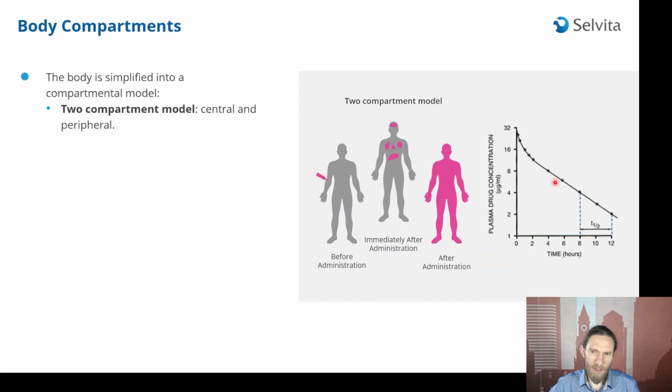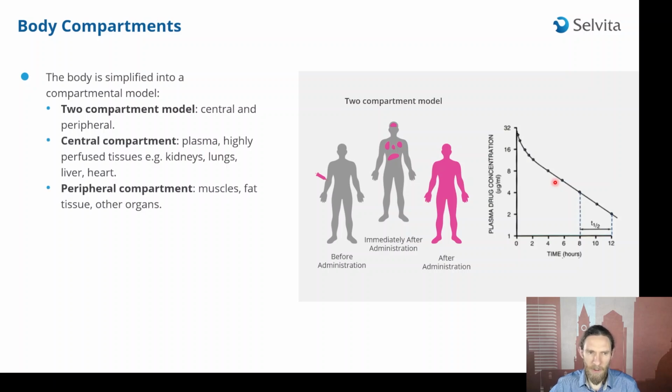The second approximation is the two-compartment model. Here, we are simplifying the body into two compartments. The central compartment is composed of organs that are highly perfused and equilibrate rapidly. So this is the plasma and highly perfused tissues like kidneys, lungs, liver, heart, and sometimes for individual drugs also the brain. The second compartment is the peripheral compartment, composed of skeletal muscles, fat tissue, and other organs that equilibrate slowly and are lowly perfused by the blood.